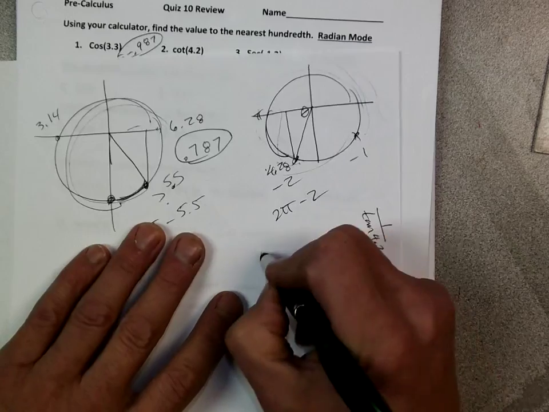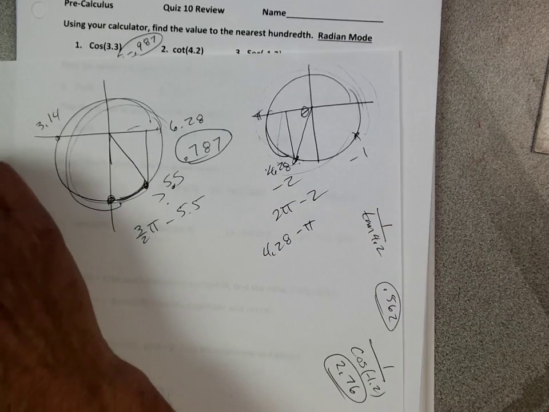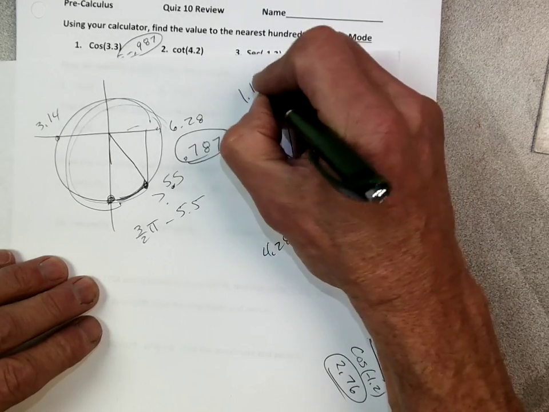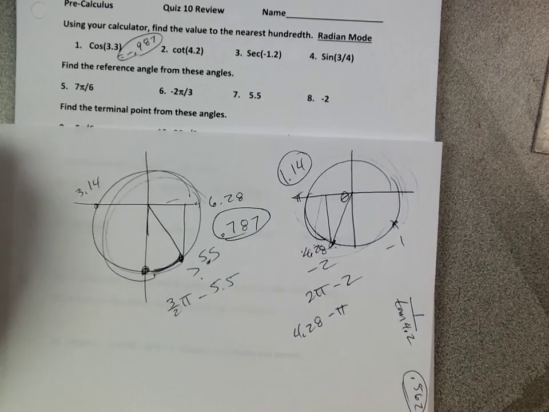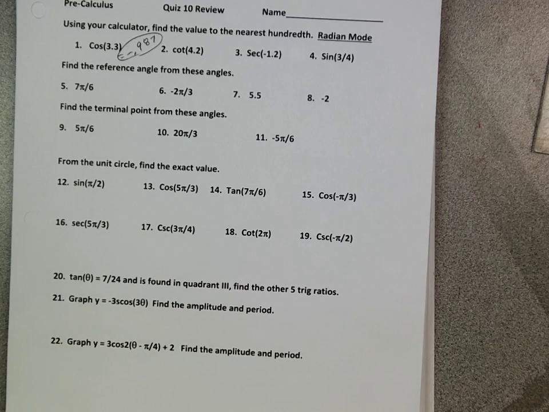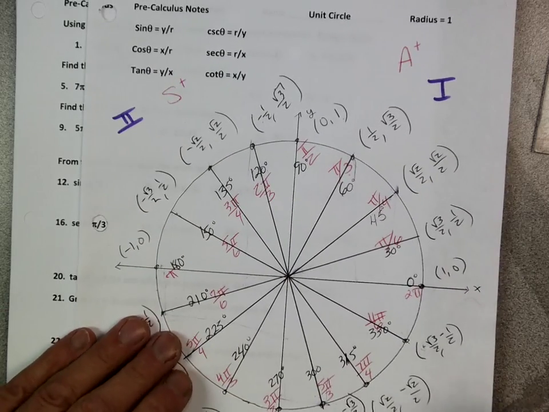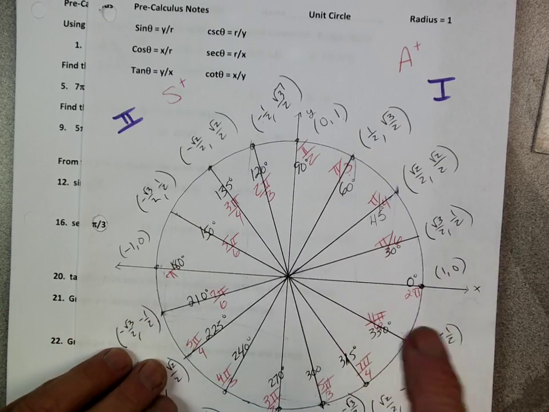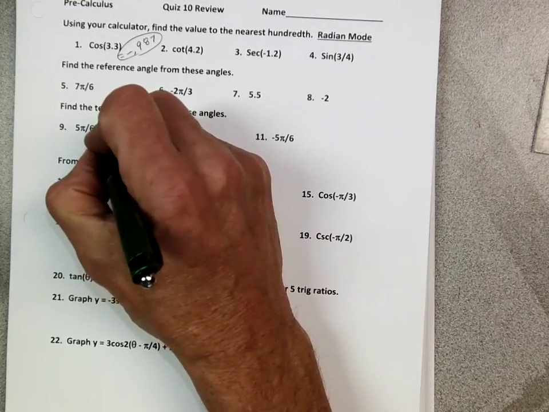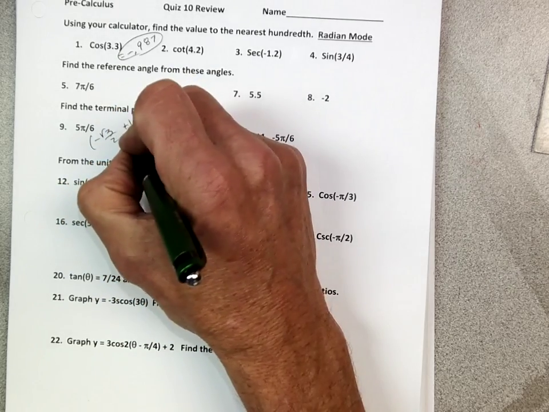Minus my pi. Minus pi. And I get an answer about 1.14, okay? Here's my reference angle. I know these are hard. I'll be back in to help you with these, okay? All right, 9, terminal point, easy. Here comes easy stuff. 5 pi 6. Let's see, 5 pi 6 is here. Terminal point, negative square root of 3 over 2 comma, oh, positive 1/2.